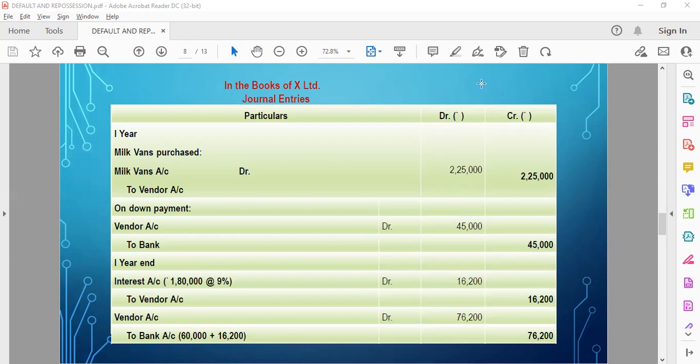Milk vans account debit 2,25,000 to vendor account 2,25,000, being milk vans purchased.